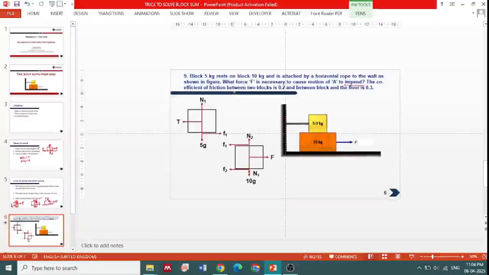The coefficient of friction between two blocks is 0.2. So here what is given in the question is that mu is 0.2 between the blocks, and between the block and the floor, mu is 0.3.